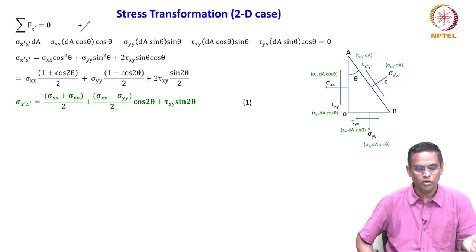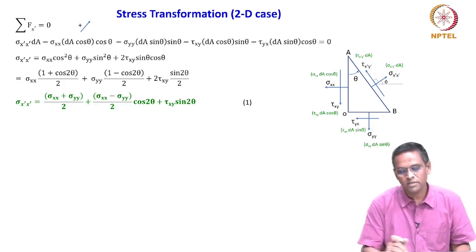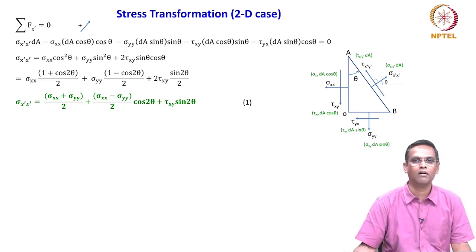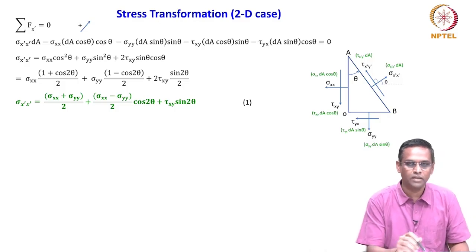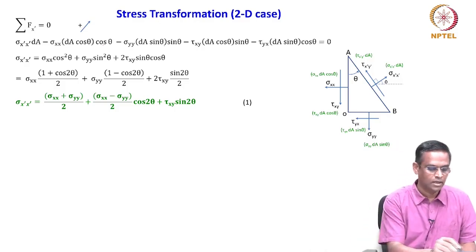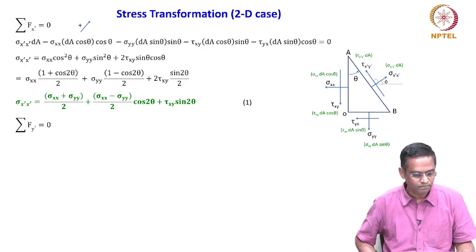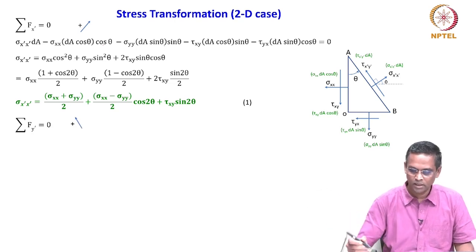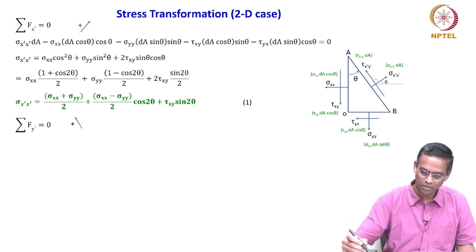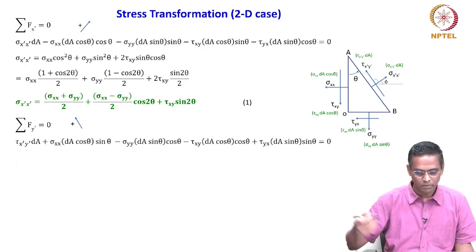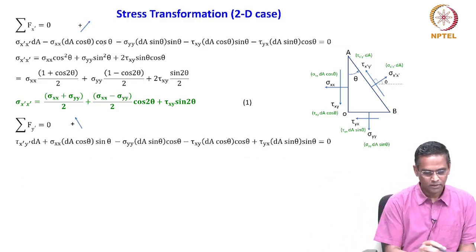What does it mean? That means if you want to find out the normal stress in an oblique plane, you know the theta, plug in the theta values, and you will get the normal stress value. Now similarly we are interested in shear stress. So we will look at the y direction, that means sigma y prime direction, that is tau x prime y prime here. Similarly you just look at all the components here.